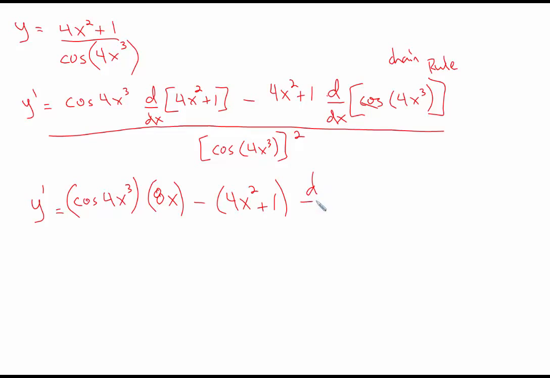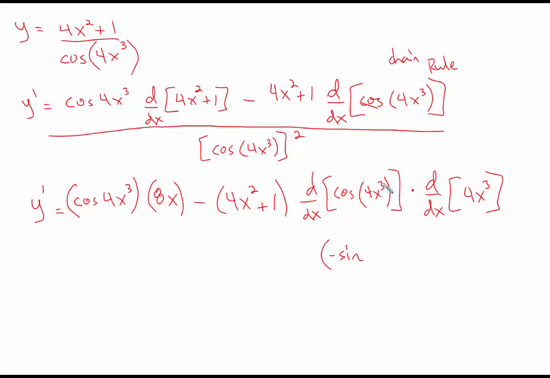That's going to be the derivative of the whole function times the derivative of the inside function, in this case the 4x to the third. So simplify, and then we're going to get the derivative of cosine, which is negative sine. And remember, keep the inside function the same, 4x to the third, times the derivative of the inside function now, which is going to be 12x squared.